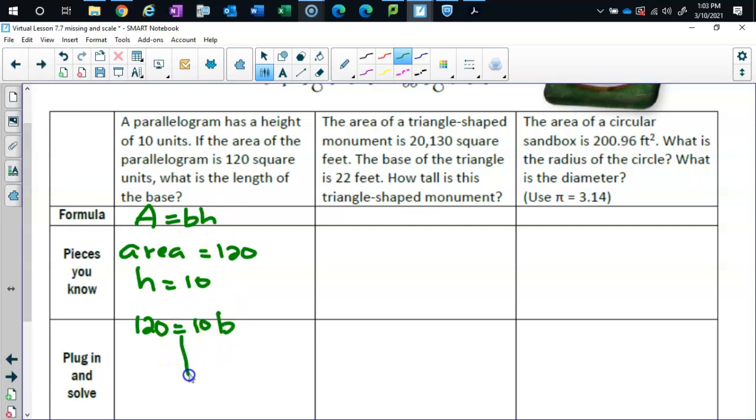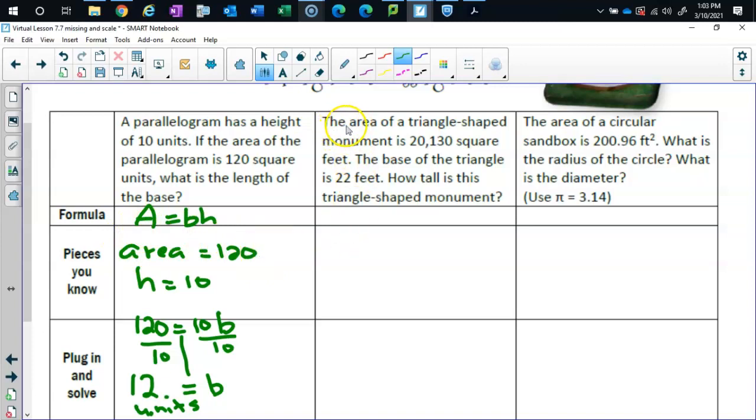Now, one-step equation. How do we solve this? Well, we divide both sides by 10. And we end up getting B is 120 divided by 10 is 12. And the label is going to be, well, units. It doesn't tell us. Okay. Now, we've done problems like this a lot this year. Now we're doing the same type of thing, but we're using the area formula.